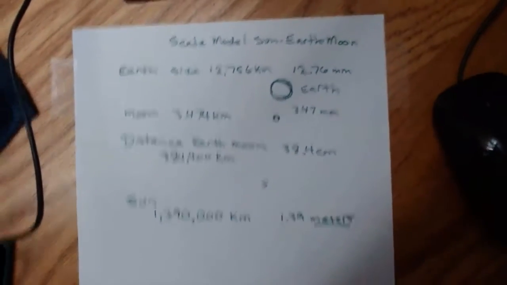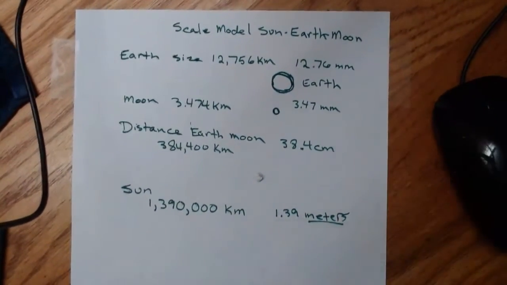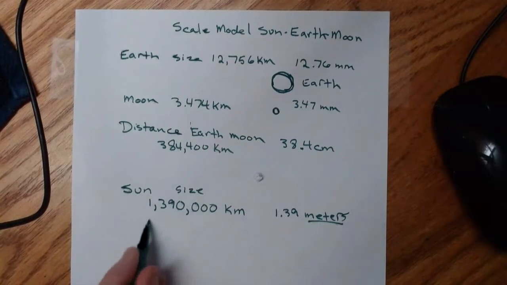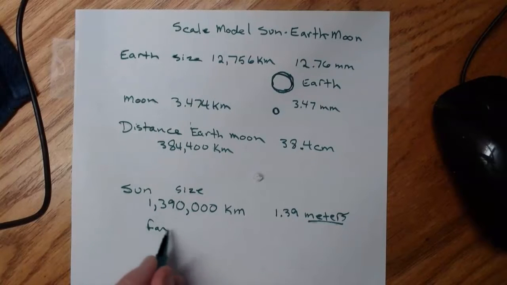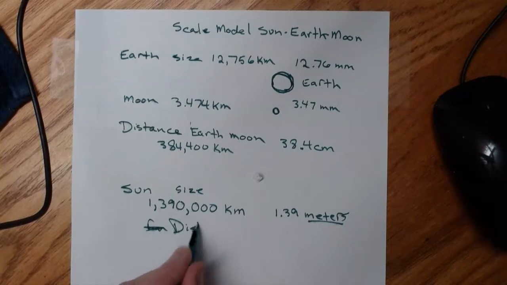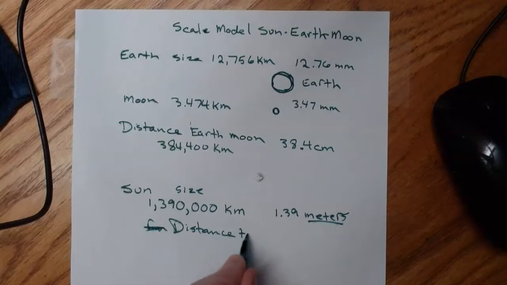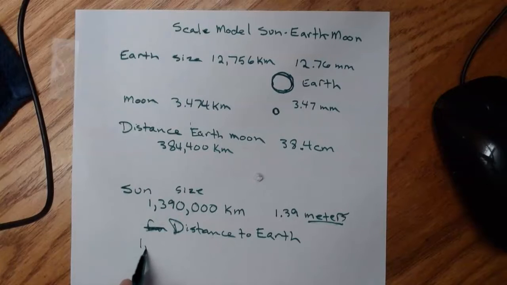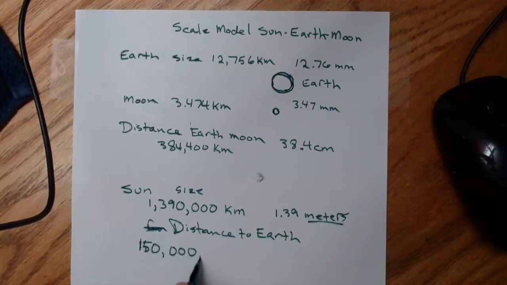Let's write this down. Here we go. Now, this would be the size of the Sun. How far away? Let's just say distance to Earth. The sun is what distance to Earth? It's 150 million, 1, 2, 3, 1, 2, 3 kilometers.